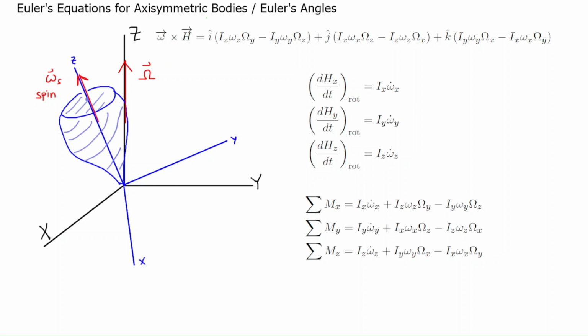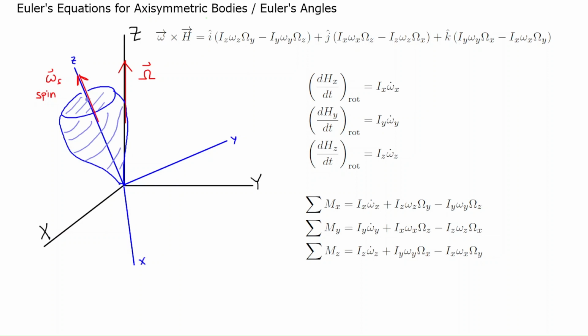So I wrote the cross product up at the top. You can set that up using the usual determinant approach if you want to. I'm assuming you probably know how to do that, especially if you've seen a few of these other videos. And then the time rate of change of the angular momentum components, because the products of inertia go away. And then finally down at the bottom, basically combining both of those, we get the sum of moments in each direction.